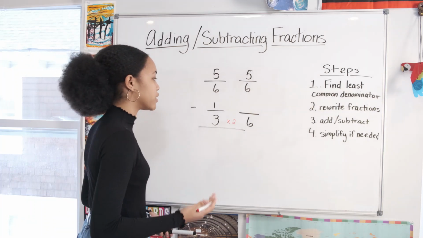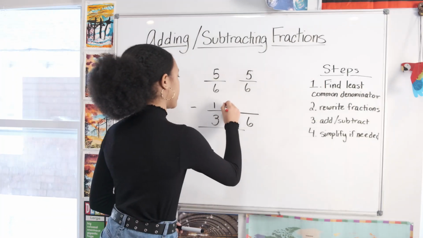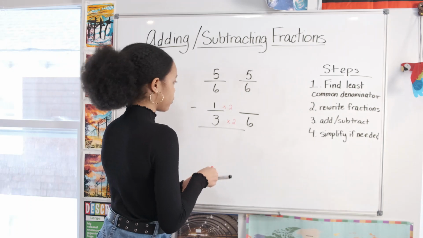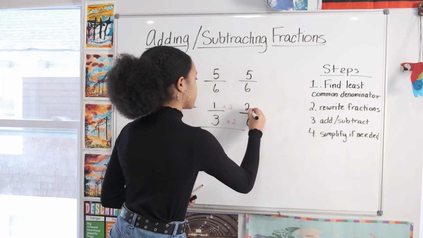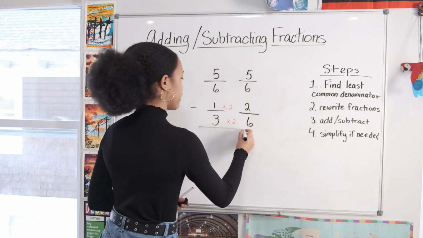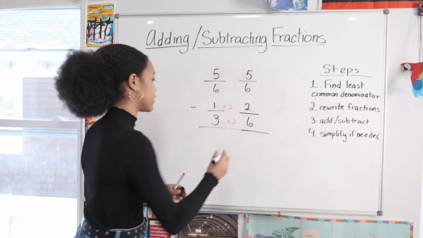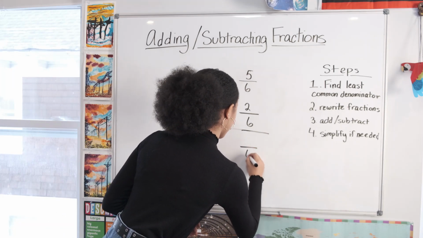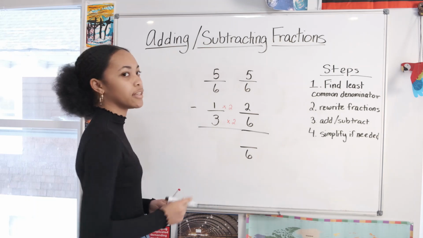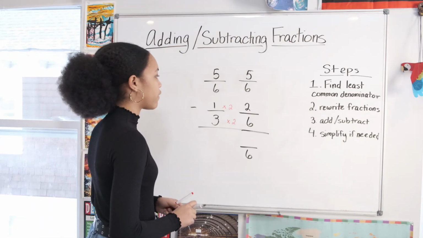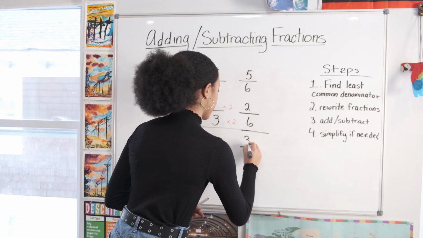And don't forget, you do the same thing for the top. 1 times 2 is 2. So now you can subtract. First, you keep the denominator the same. And then you subtract your numerators. 5 minus 2 is 3.